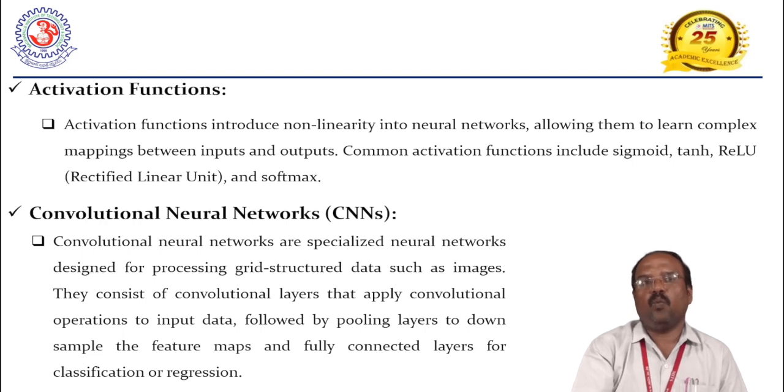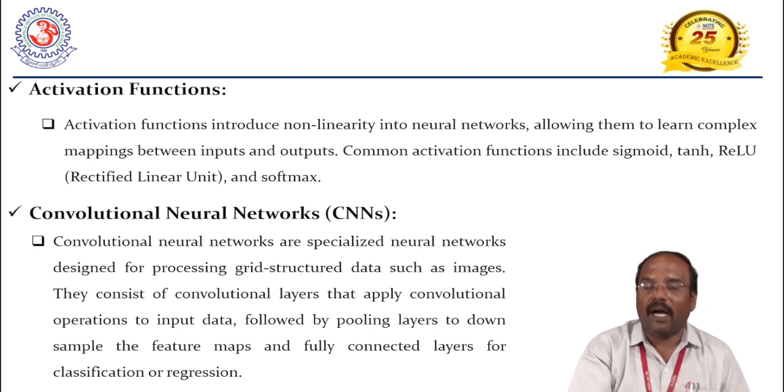Next we take one of the finest algorithms, the convolutional neural network. Convolutional neural networks are specialized neural networks designed for processing grid-structured data, that is images. They consist of convolutional layers where they apply the convolution operation to their input data. This is followed by pooling layers, where we downsample the feature map, and fully connected layers for classification or regression in a convolutional neural network.